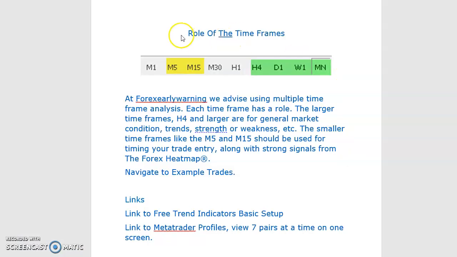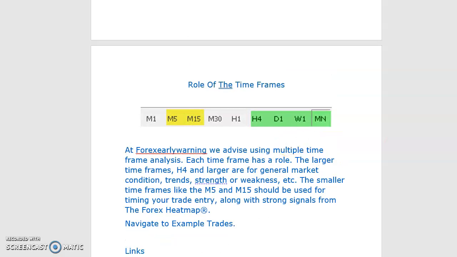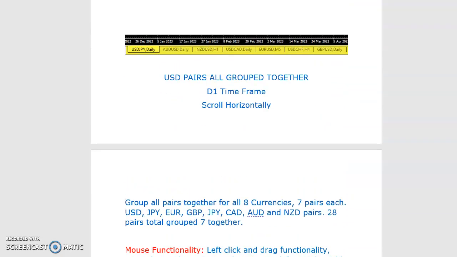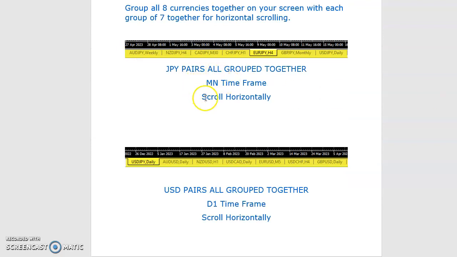So you have all these time frames. What's the role of the time frames? The role of the time frames is to use the smaller time frames and the Forex heat map to enter your trades with consistent signals, and you use the larger time frames to see if the pair is trending, ranging, choppy, inside of support or resistance levels. Sometimes you can get into an entry point on a pair that's trending, and you can ride the trend, let's say, for example, on the D1 time frame. So this is how you set up your charts to scroll horizontally, okay, across the screen.